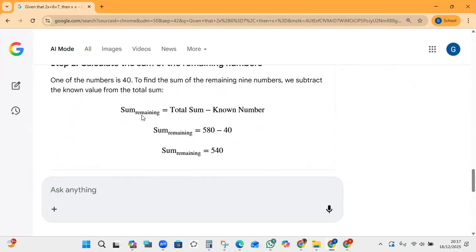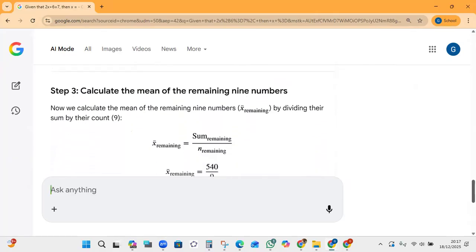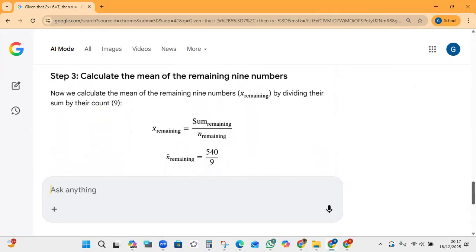So the sum of the remaining is equal to the total sum minus the known number. So the sum of the remaining is 580 minus 40. So the sum of the remaining is 540. So the sum of the 9 numbers is 540. And as you can predict, to get the mean of the 9, you divide the sum of the 9 by 9.